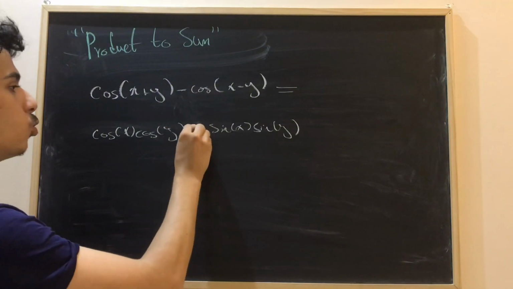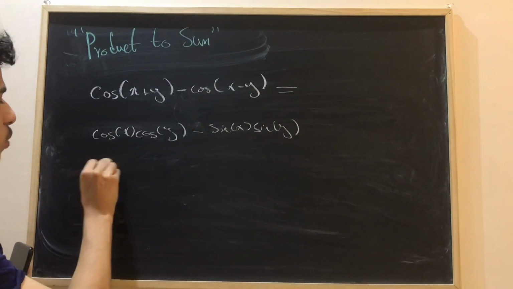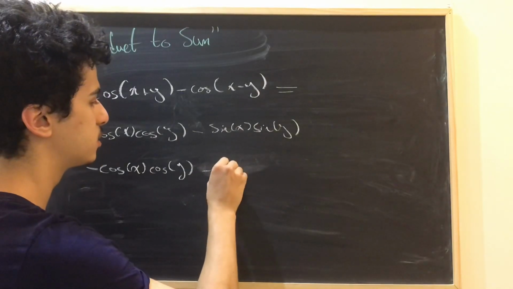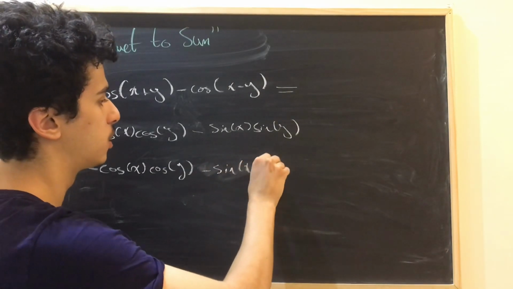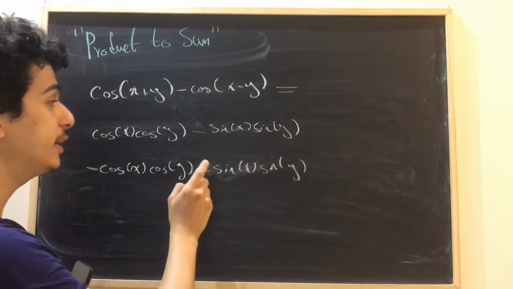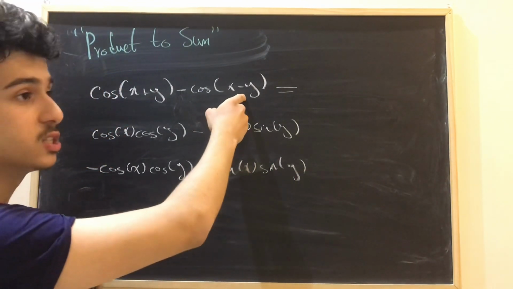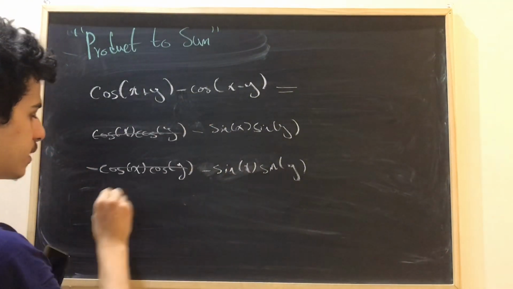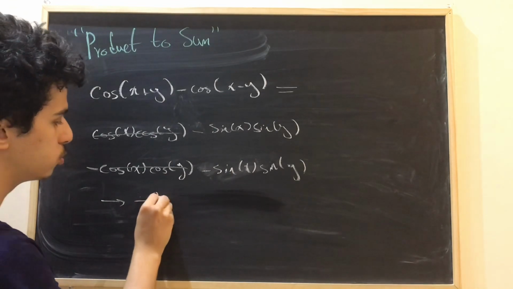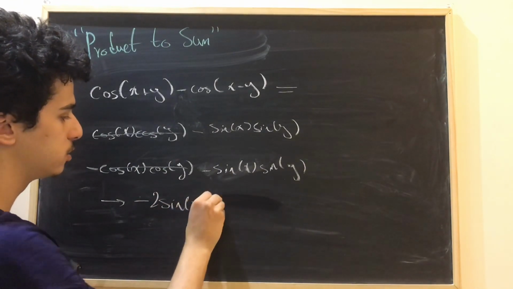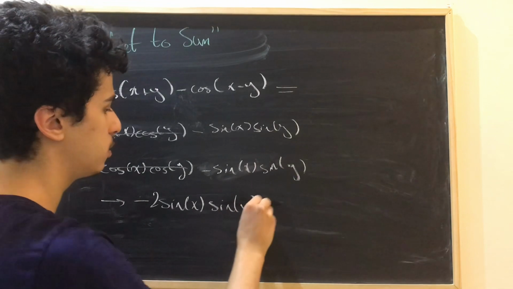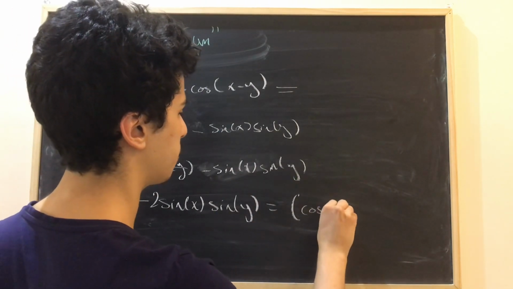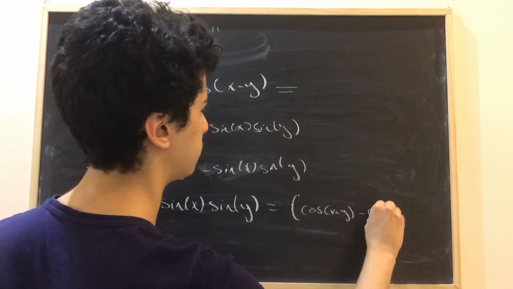This time we're gonna do minus this one, cosine of x, cosine of y, minus sine of x, sine of y. If you're wondering why it's minus, well, originally in this it will be a plus, but it gains a minus sign from this. These cancel and we'll get negative 2 sine x sine y is equal to this difference, and that will be the cosine of x plus y minus the cosine of x minus y.